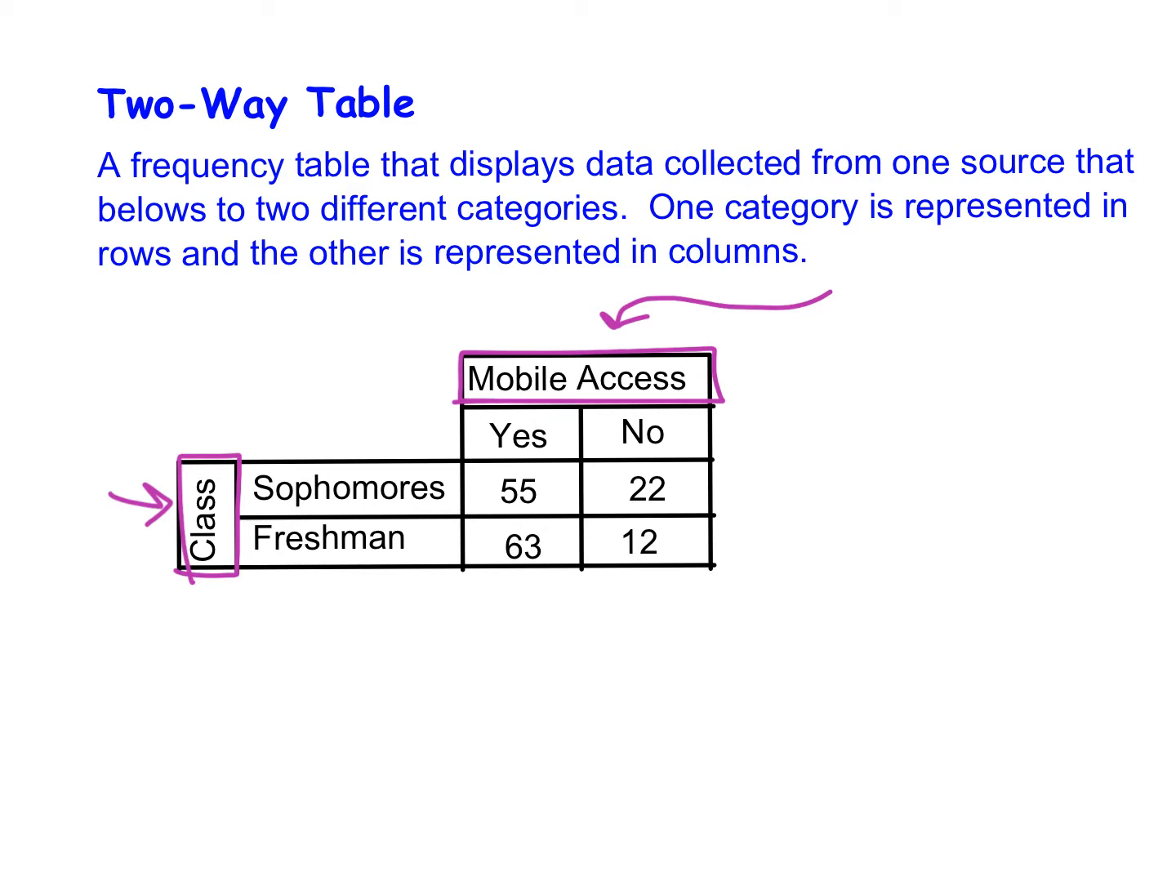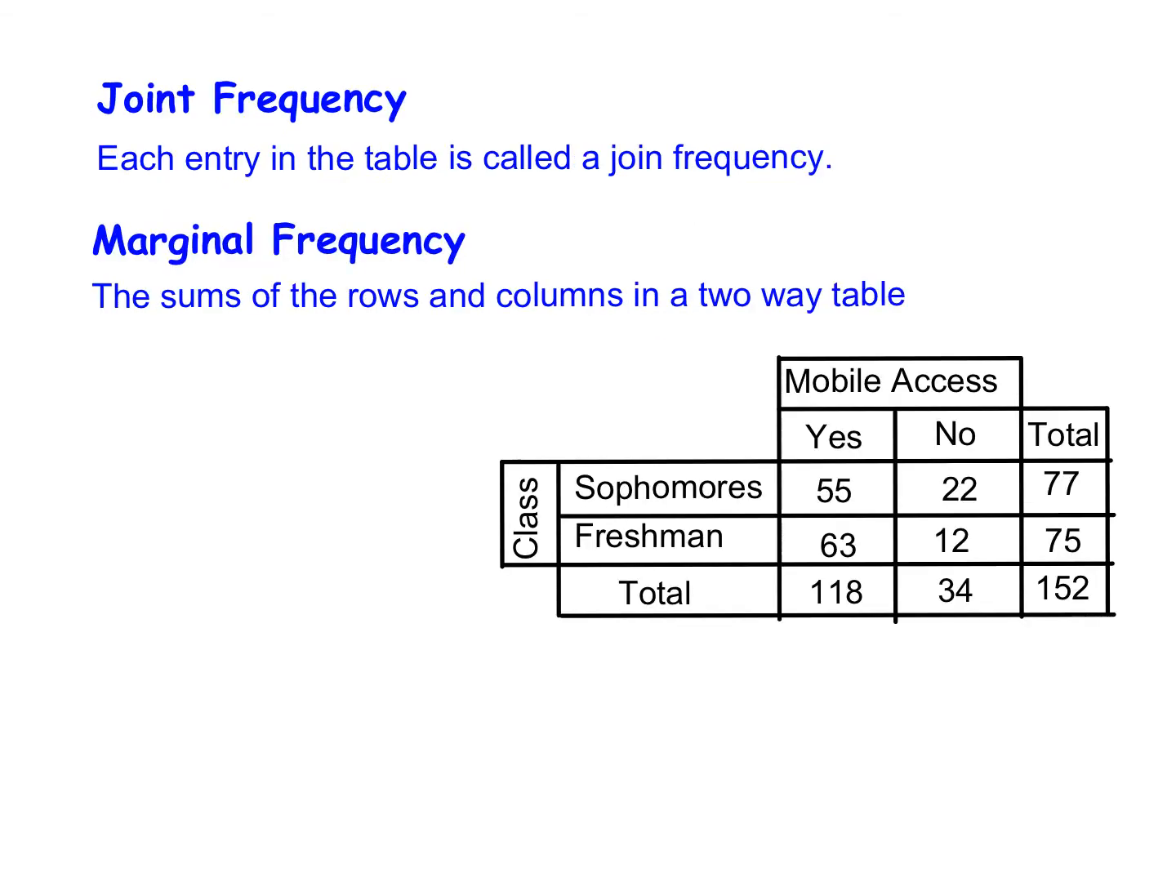So this is our two-way frequency table, and we're going to be practicing building these from data. And then from there, we're going to start interpreting the data and answering questions about that data. As we build these two-way frequency tables, we'll be finding joint and marginal frequency. By definition, each entry in the table is called a joint frequency.